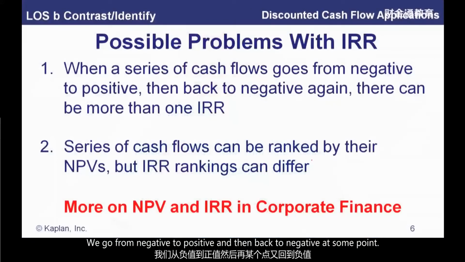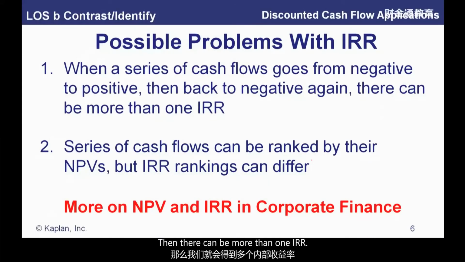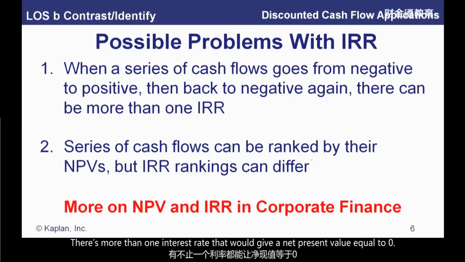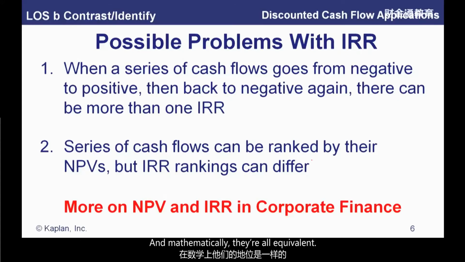If we go from negative to positive and then back to negative at some point, then there can be more than one IRR. There's more than one interest rate that'll give a net present value equal to 0. And mathematically, they're all equivalent. We can't differentiate among them and say, yeah, this is the one that's right. So that's one of the problems with IRRs. With more complex projects, we can get multiple IRRs and can't make a decision based on that.